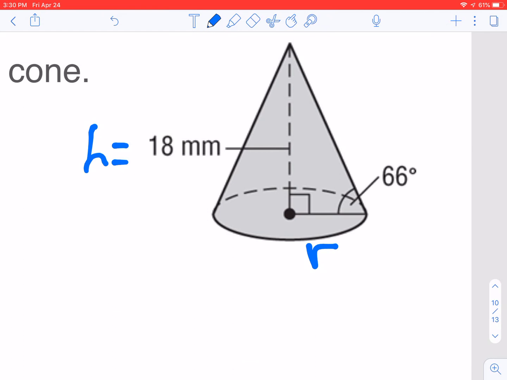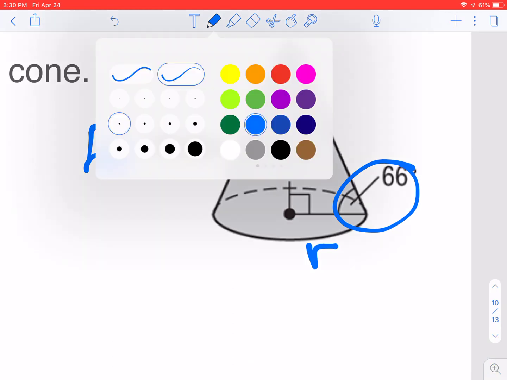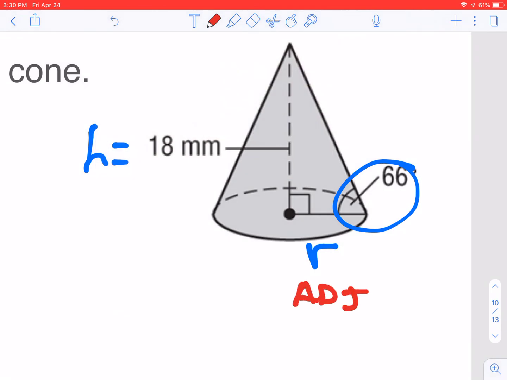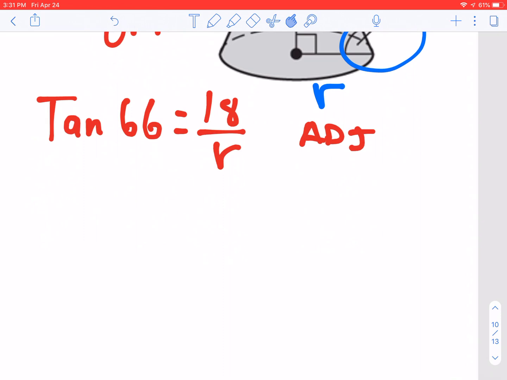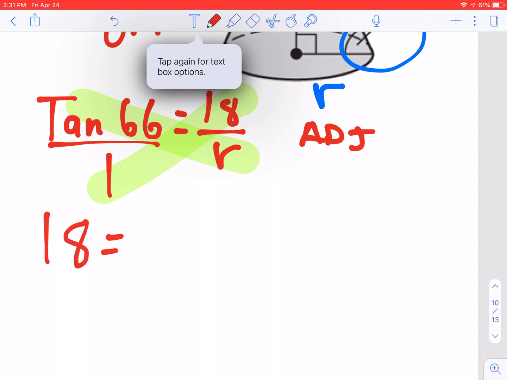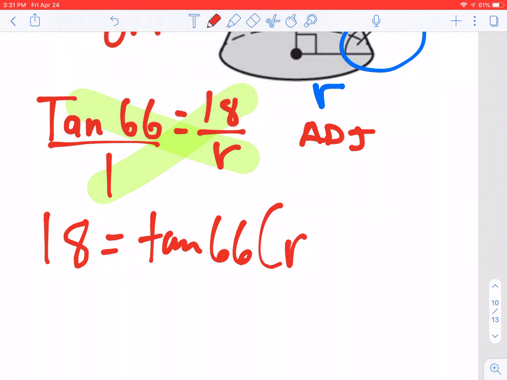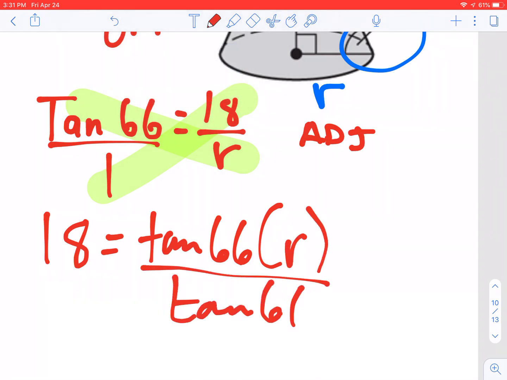Okay, so to find the radius, I circle my angle, and I find out that this is my adjacent side, and this is my opposite side. So tangent of 66 equals 18 over, we'll call it r because that's the adjacent side. What I'm going to do now is I like to set it up over 1, cross multiply. 18 equals tangent of 66 times r, divide both sides by tangent of 66.